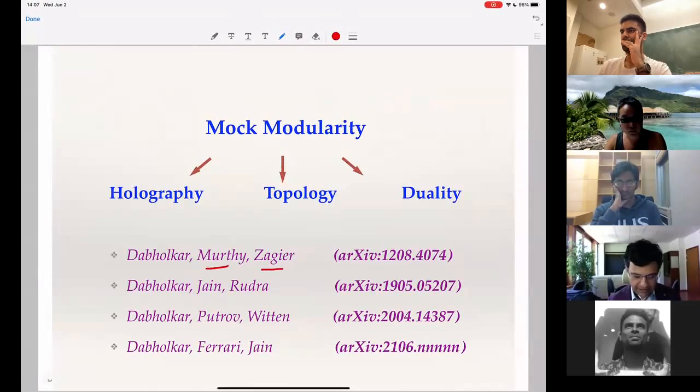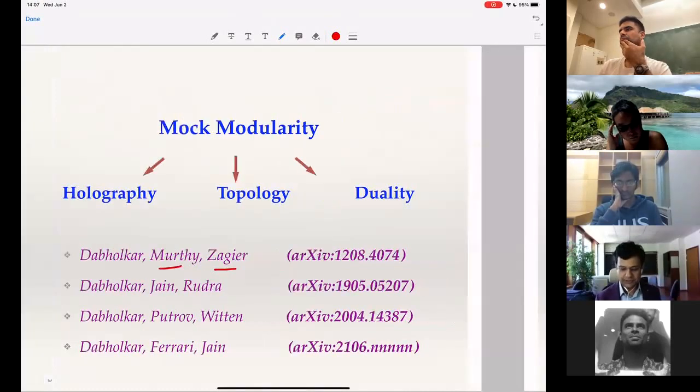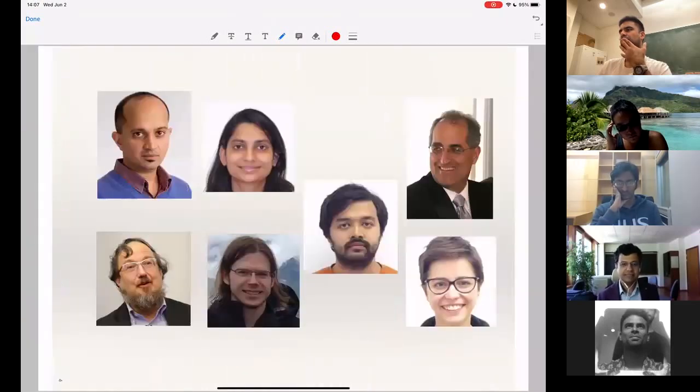Yeah, so Murthy and Zagier, and then subsequent and more recent work. So these are my collaborators. Sameer is at King's College. Don Zagier now spends time at ICTP. Diksha was my student at ICTP. Pavel Putrov is a faculty member at ICTP. Arnab was a postdoc at ICTP, and now he's a faculty member in India. And Francesca is a current postdoc, and Witten.